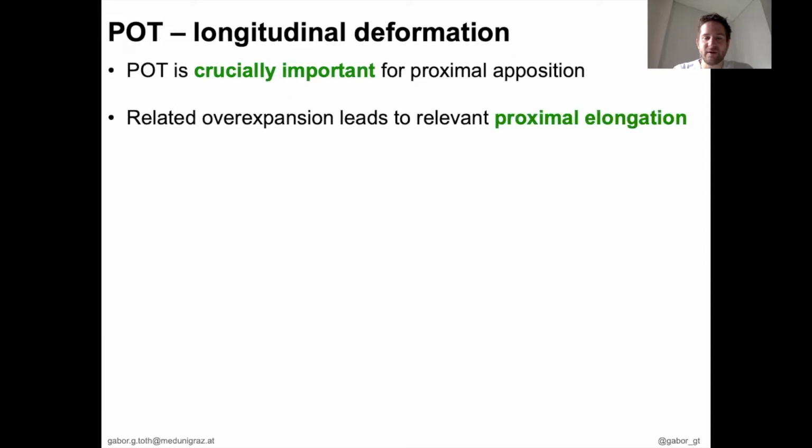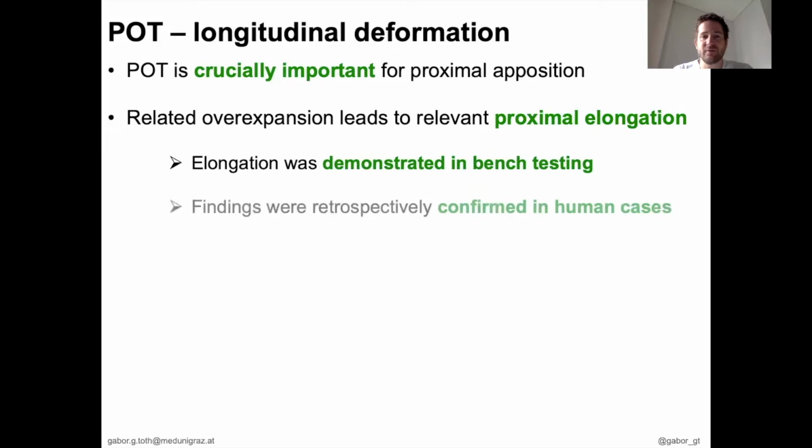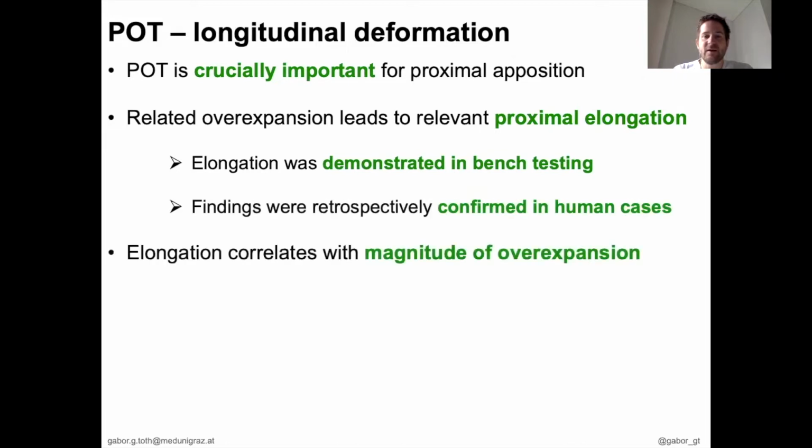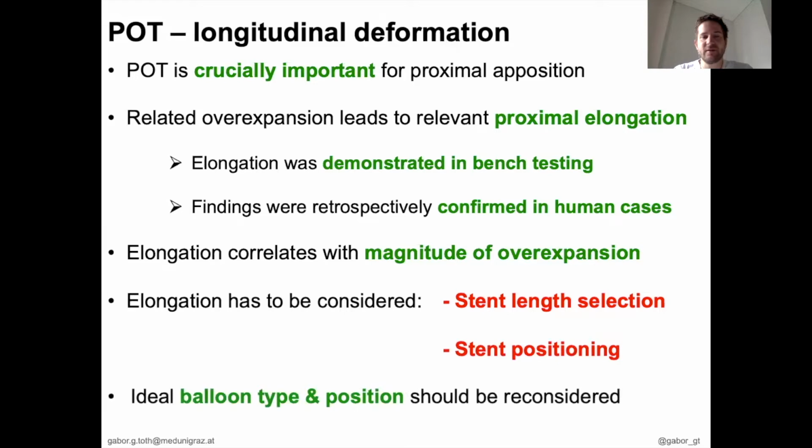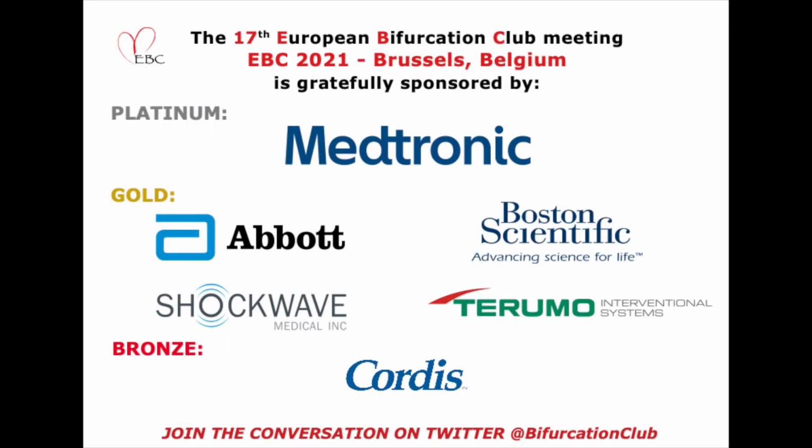to incorporate in our thinking that overexpansion leads to relevant proximal elongation, as shown in bench and also confirmed in clinical cases. This elongation correlates with the magnitude of overexpansion, and therefore elongation has to be considered when stent length is selected, as well as when stent is positioned. And I strongly believe that the ideal balloon type, as well as ideal balloon position for POT, should be also reconsidered. Thank you very much.